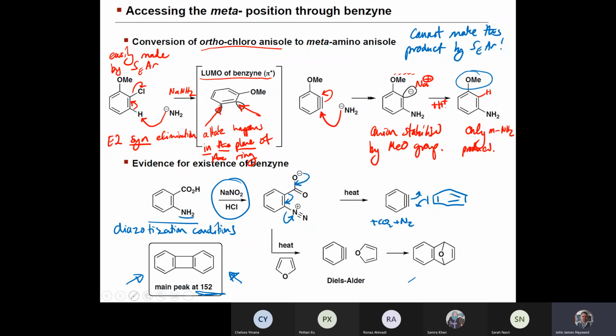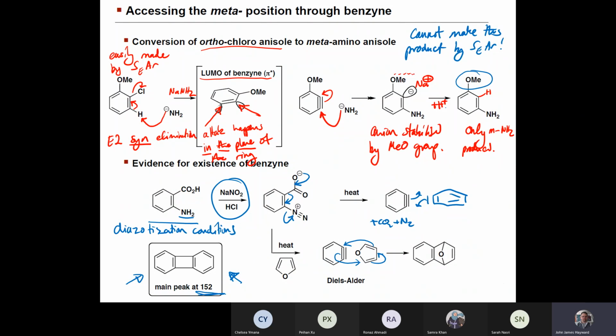Okay. However, an alternative way to try and prove that the benzyne was formed is that you show it doing reactions that you know alkynes or alkenes could do. So in the presence of furan, you heat it up and it undergoes a Diels-Alder reaction. Okay, so we can show that happening like this.